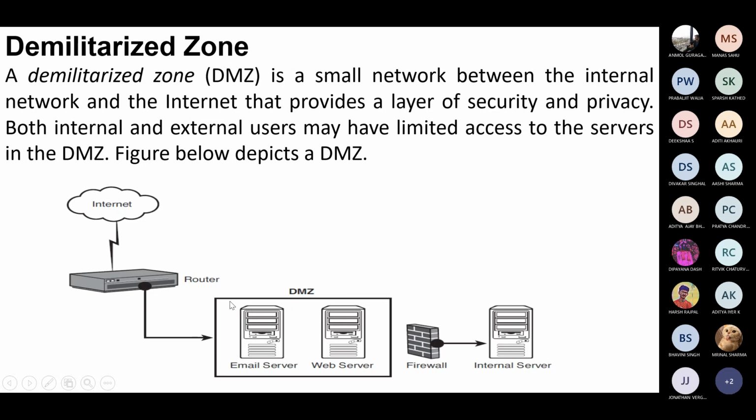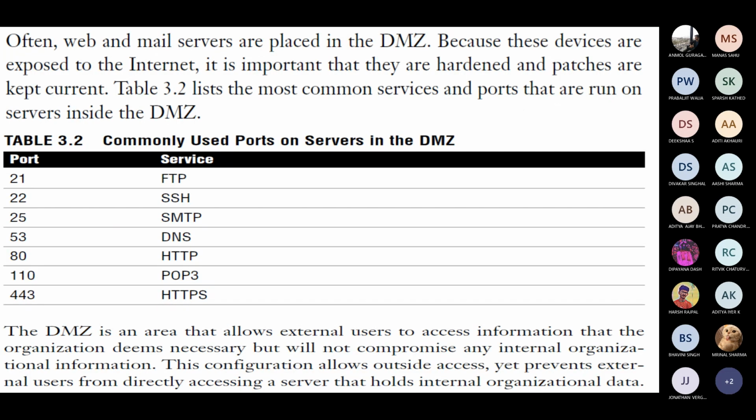And here the internet is connected with a router such that the router is integrated with the demilitarized zone, and this demilitarized zone has the email server and web server. The email server takes care of all the mails received from a particular domain and sends those mails to the concerned users within the web server. And the firewall restricts unauthorized access and the information is passed to the internal server.